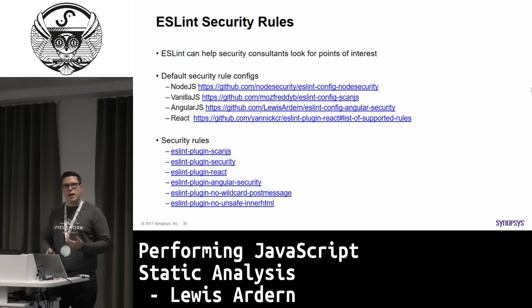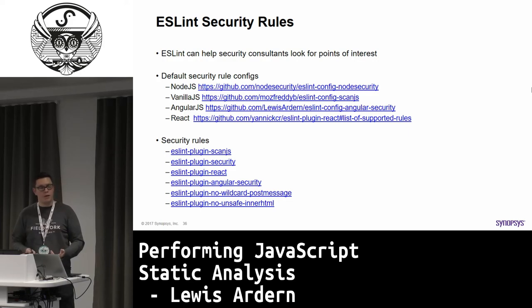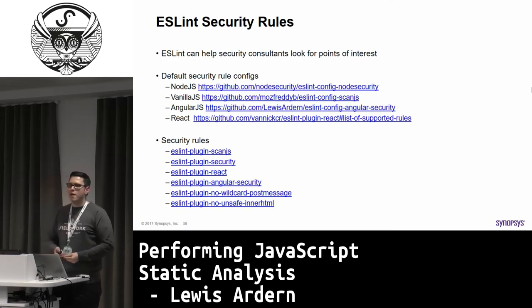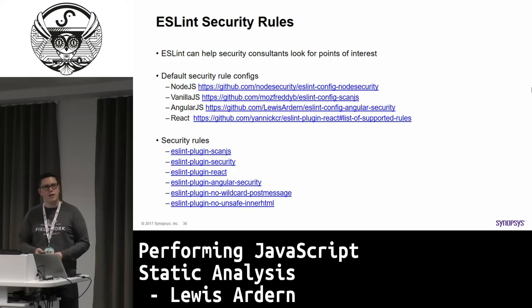The reason I'm quite happy with this is because I do a lot of code review when it comes to JavaScript. ESLint can be used by security consultants to identify points of interest very quickly. Whenever you're starting a new project, there are security configs that you can use, which are in ESLint RCs. There's support for Node.js, Vanilla.js, and what I'll talk about today is the rules that I created for AngularJS.